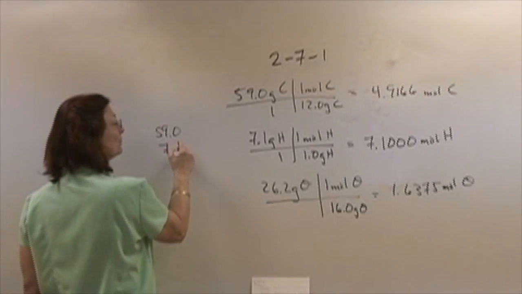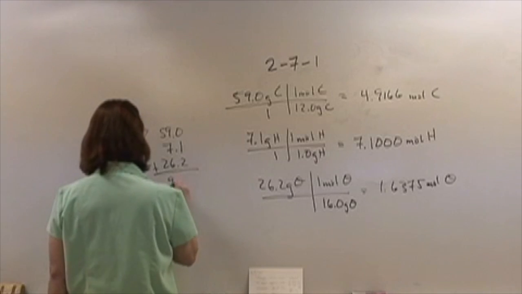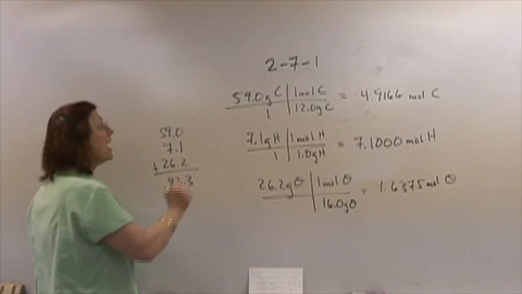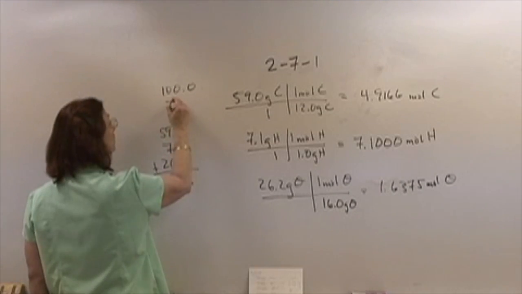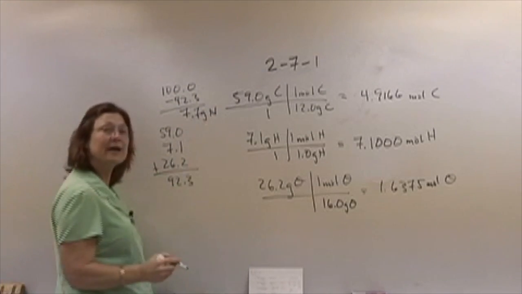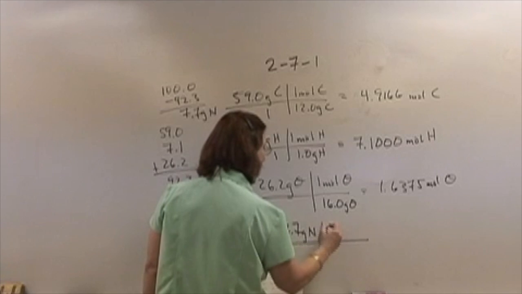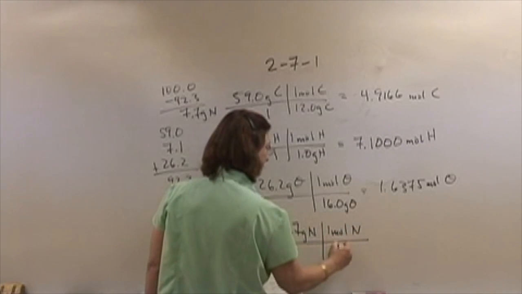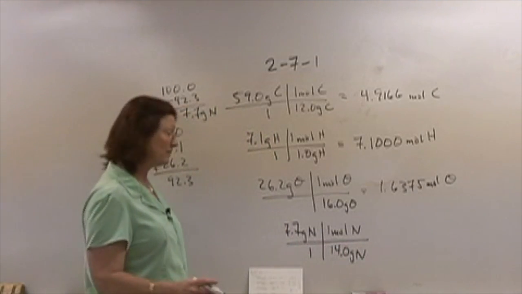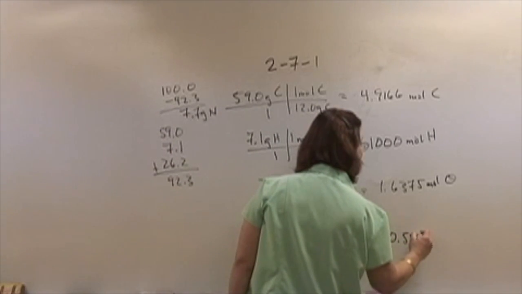59, 7.1, 26.2, and when I add them up, I get 92.3 grams that are taken care of. I have 100 grams, and therefore I have a remaining of 7.7 grams of nitrogen. 7.7 grams of nitrogen, and I change that to moles. 1 mole of nitrogen has a mass of 14.0, and I get 5.5.